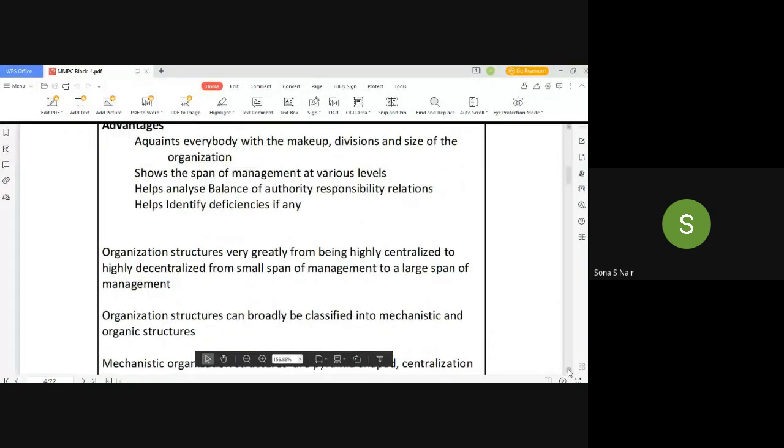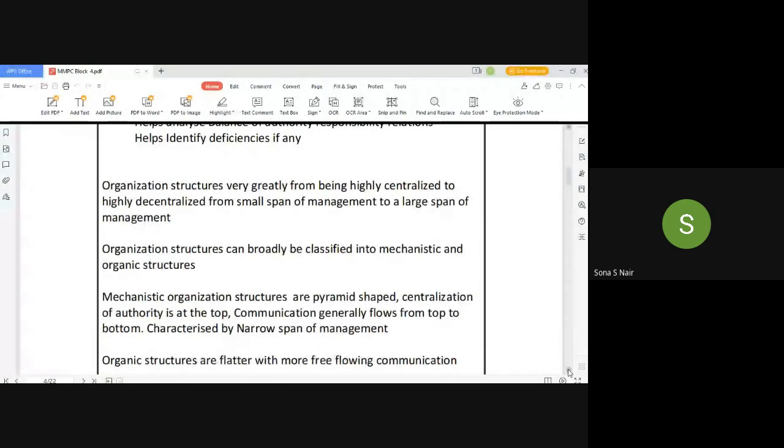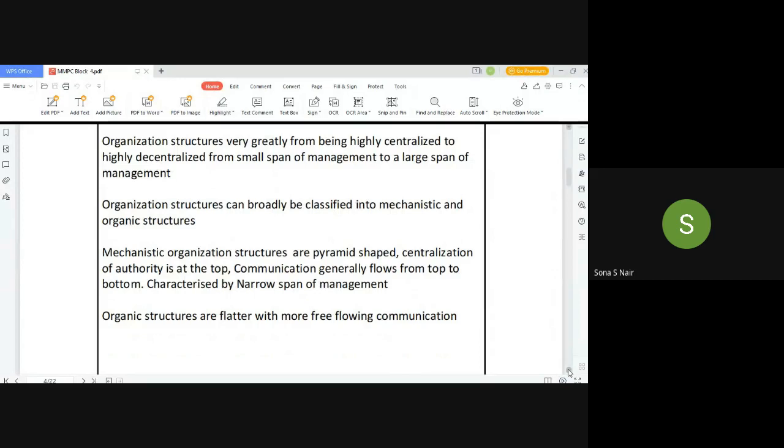Organization structures can be highly centralized or highly decentralized. And they can have a small span of management to a large span of management. Broadly, they can be classified into mechanistic and organic structures. Mechanistic organization structures are pyramid shaped and very rigid. Communication generally flows from top to bottom and has a narrow span of management.